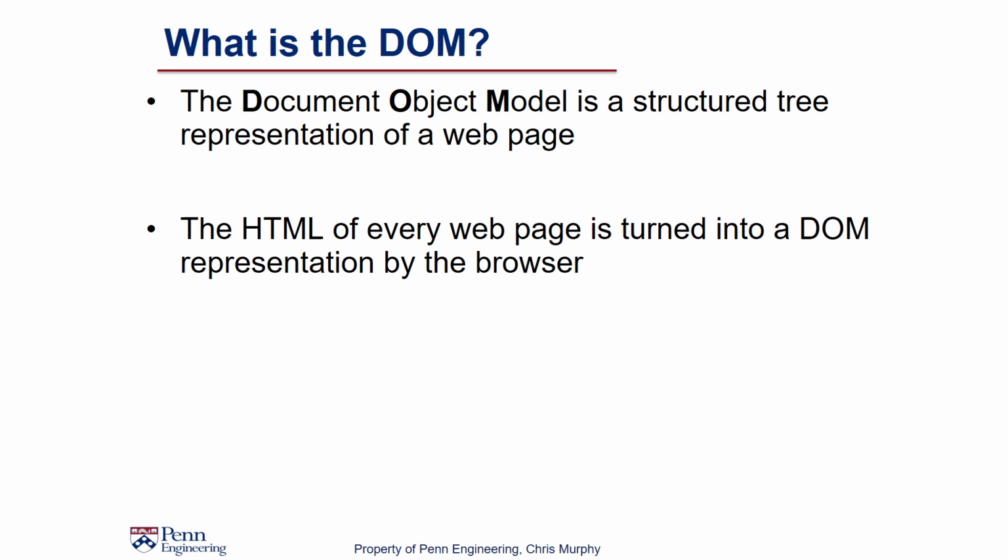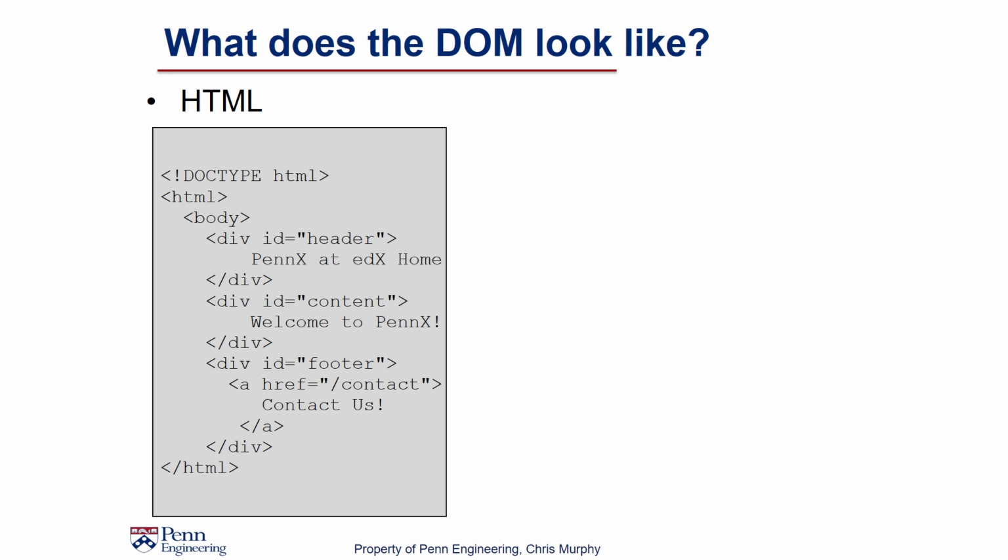The DOM is the Document Object Model, which is a structured tree representation of the HTML page. The browser takes the HTML that it receives and converts it into this Document Object Model, or DOM, so that it can be accessed within the browser by components such as our JavaScript code. What does the DOM look like?